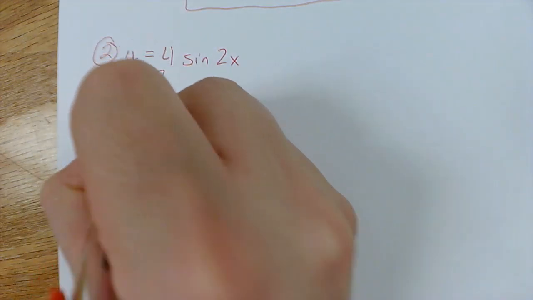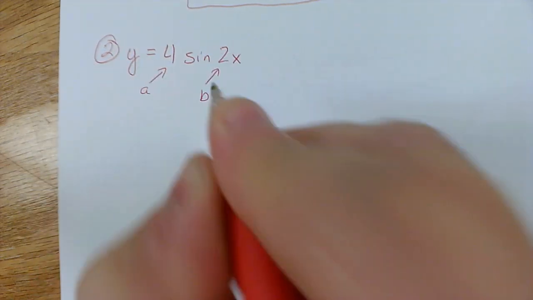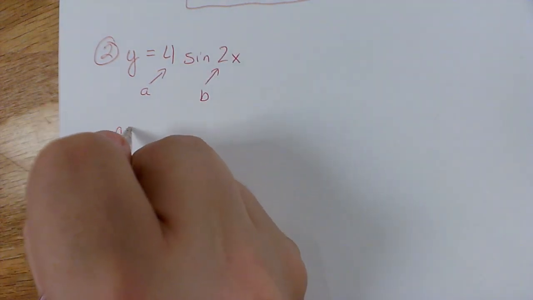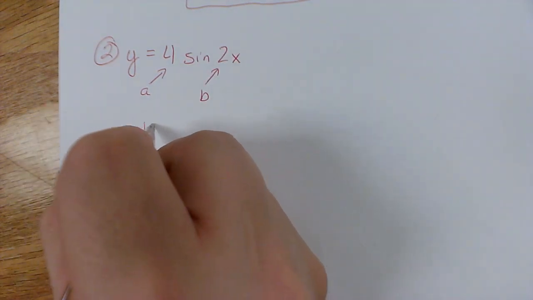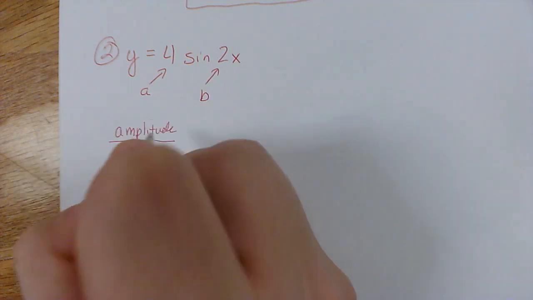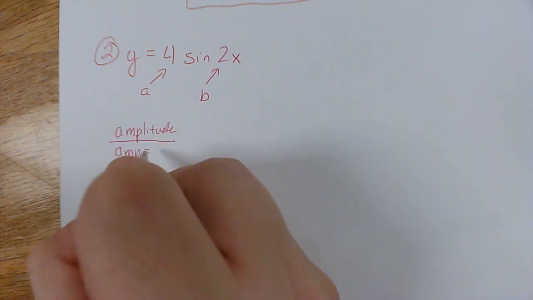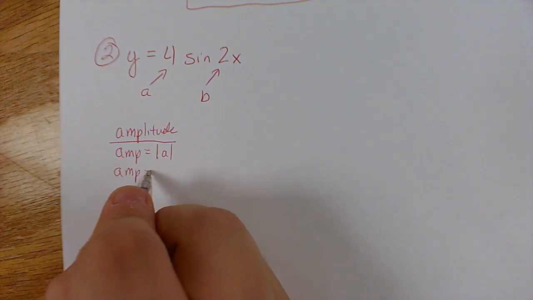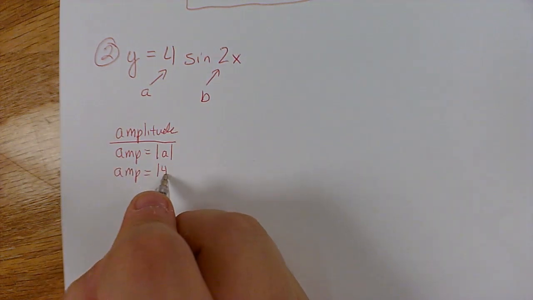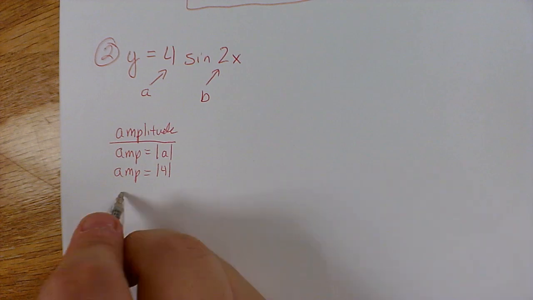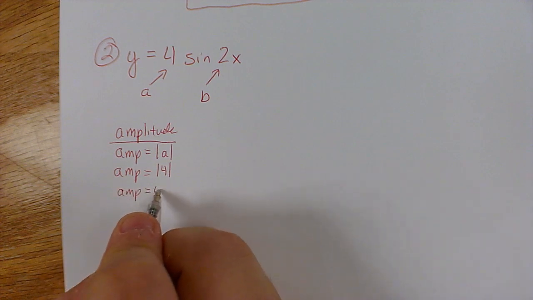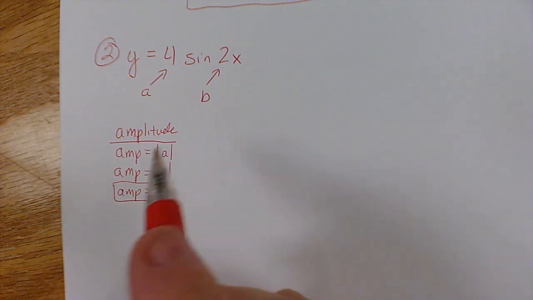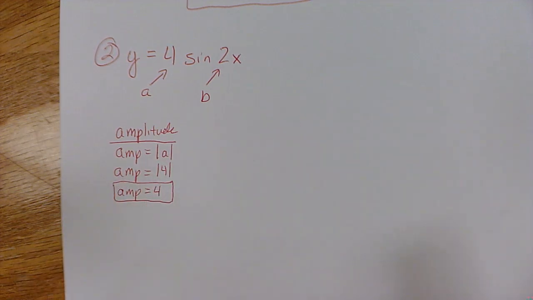This number here is your A, this number here is your B, and once again no H. So we're going to first find our amplitude. Amp is equal to the absolute value of A, so amp is equal to the absolute value of 4. So the amp in this case is 4. At this point, I'm just going to say this out loud: the radius of the circle this represents is 4.